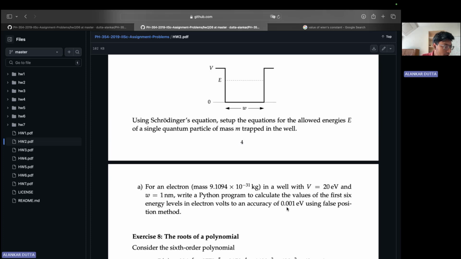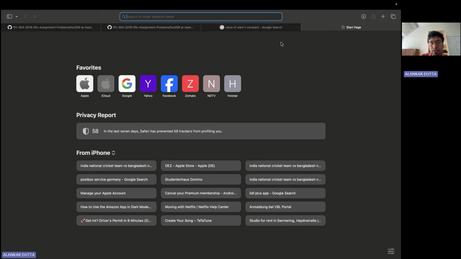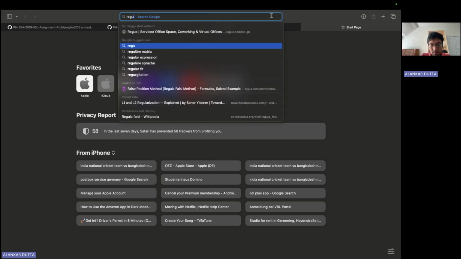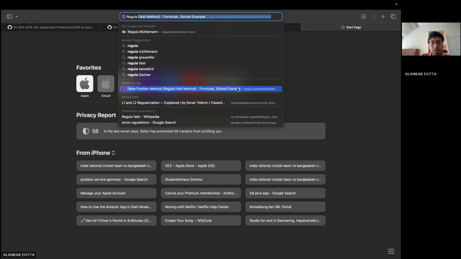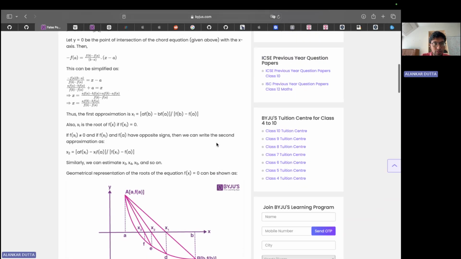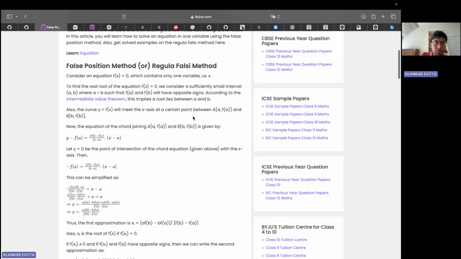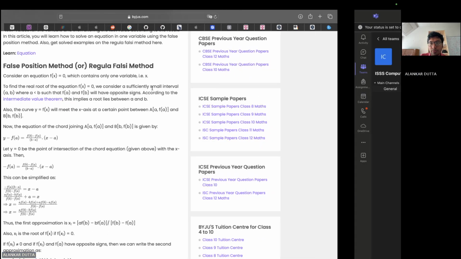Right. So we are going to use the regular falsi method, or the false position method. So let's first look at what this method is. This is one of the methods for finding the root of a transcendental equation. So this is how it works. Consider an equation f(x) equals 0, right? And here it says it contains only one variable, that is x, to find the real root of the equation.